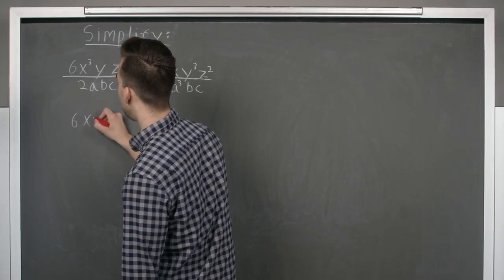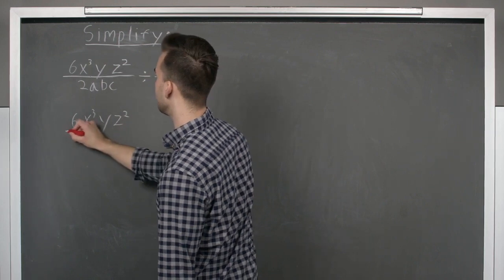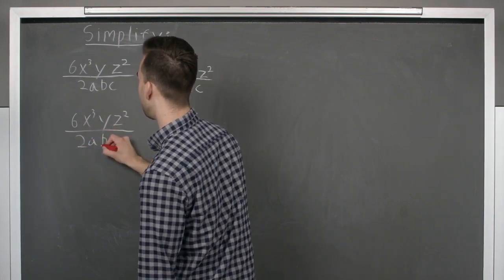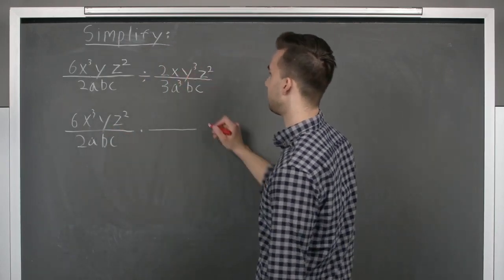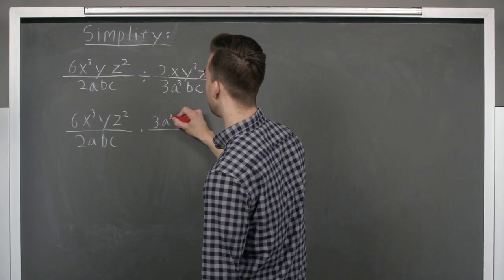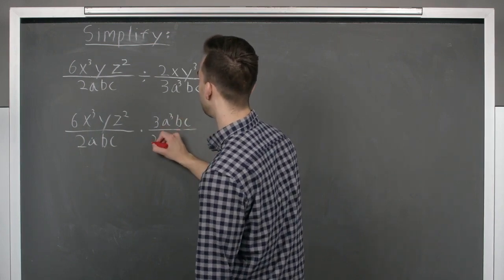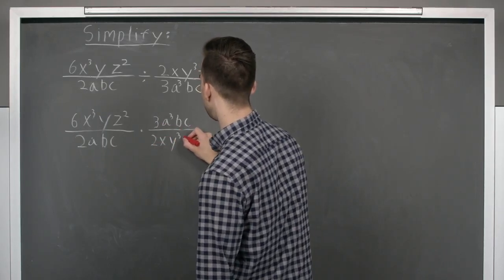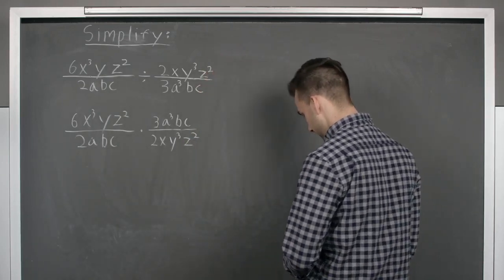6x cubed y z squared over 2a b c times, and then we're just going to flip this fraction. So our top will be 3a to the power of 3 b c, and then our bottom will be 2xy to the power of 3 z to the power of 2. Okay, so we did our first part.